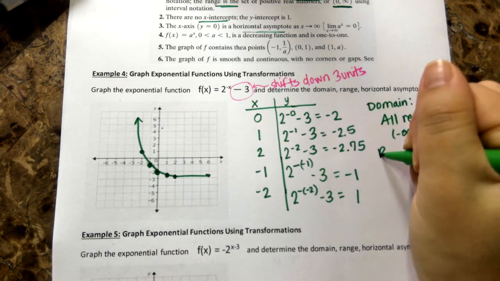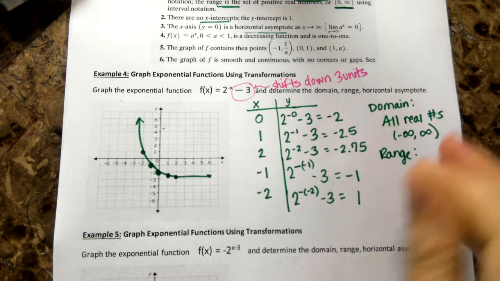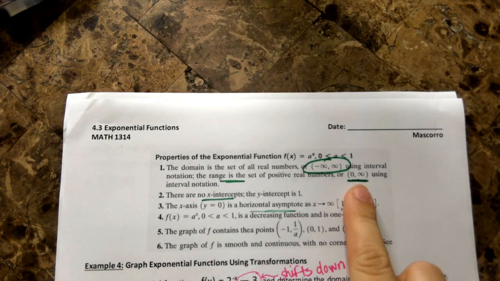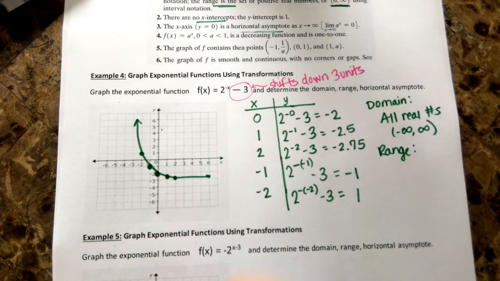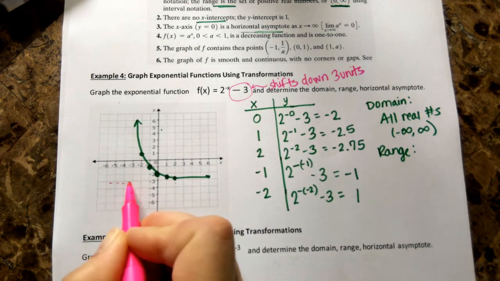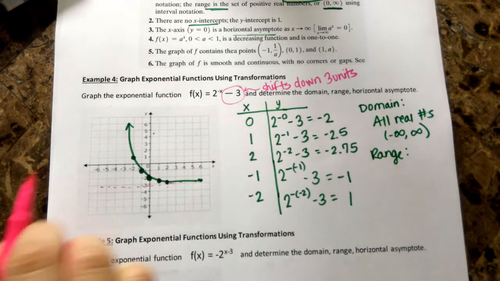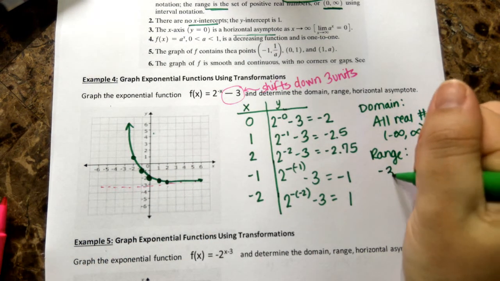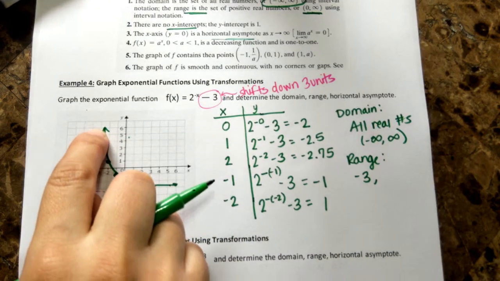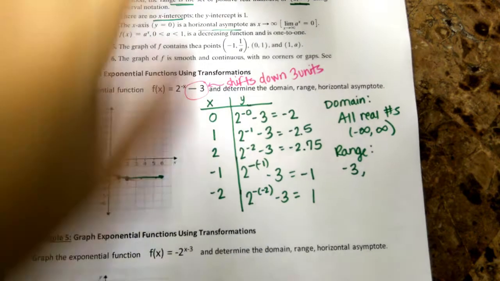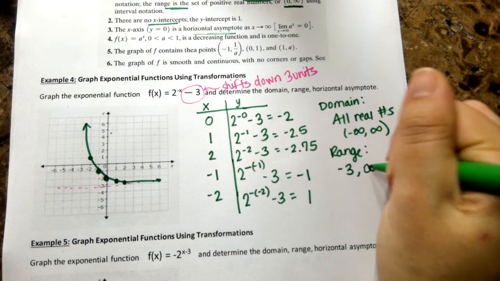And then our range, now our range, well, the general one was 0 to infinity, but that's with no transformations. So if you look at the range, that's just the lowest the graph goes, and the lowest the graph goes, it kind of levels out at this negative 3 y value. So our range would be from negative 3, and there's no maximum amount. The graph kind of continues on in the upwards direction forever, so it would go up until infinity.